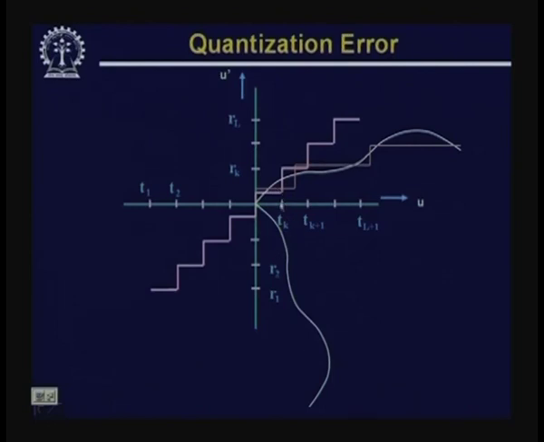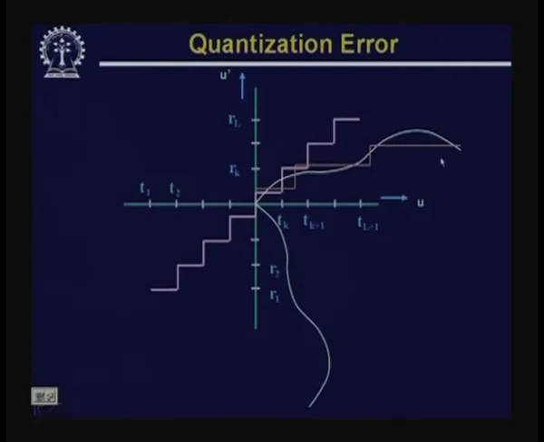Similarly, the signal from this portion to this portion lies in the range T k and T k plus 1. So, corresponding to this, the output reconstructed signal will be R k, which is again shown by this horizontal red line. And the remaining part of the signal lies within the range T k plus 1 and T k plus 2, and corresponding to this, the output reconstructed signal will have the value R k plus 1.